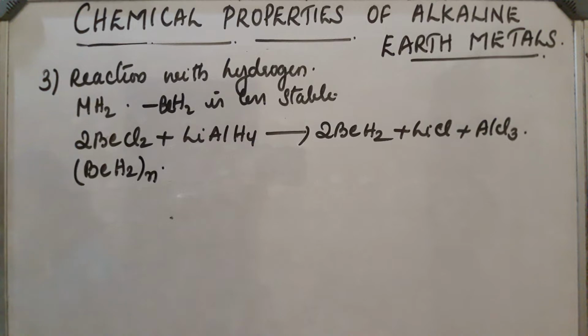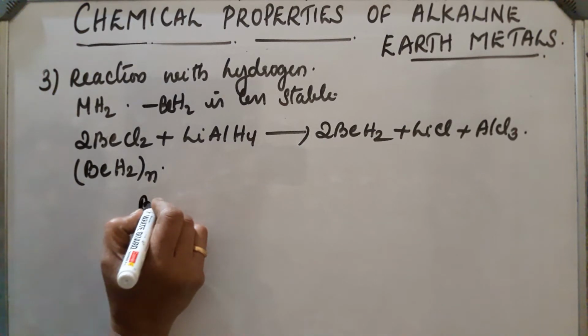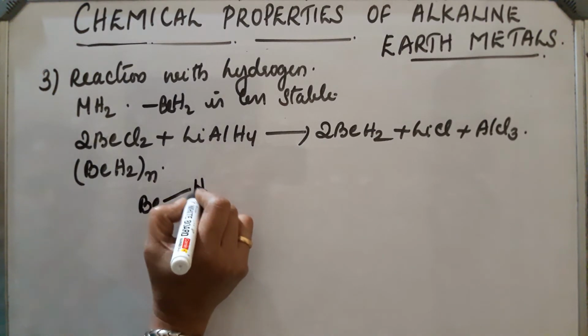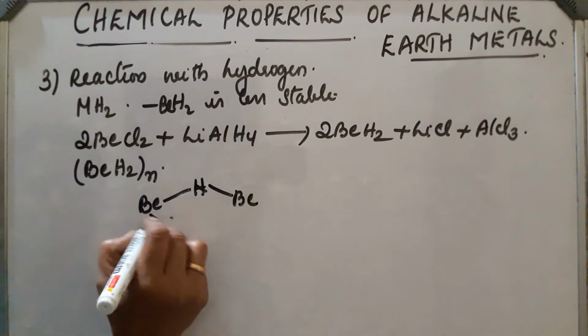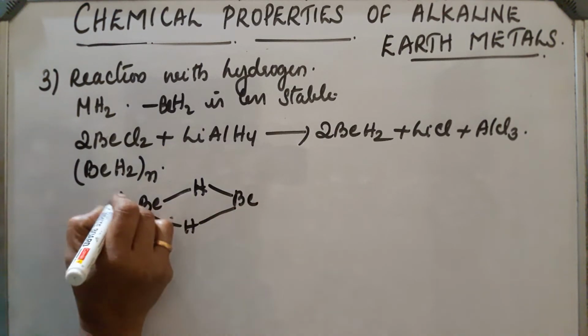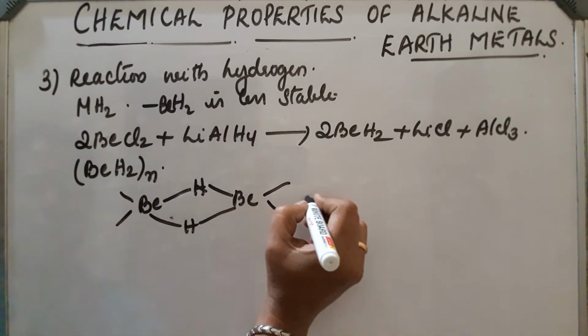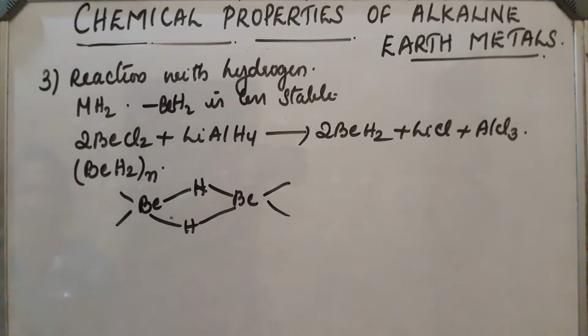Beryllium hydride is polymeric, that is (BeH2)n. It forms hydrogen bridges and a chain like this, Be-H-Be, going on and on. (BeH2)n, the polymeric form. Now next, fourth property, reaction with acids and bases.